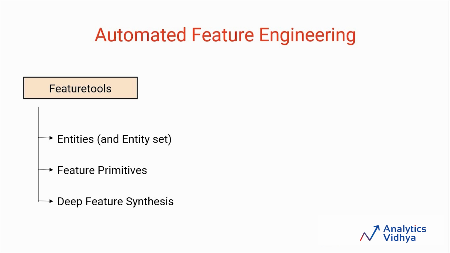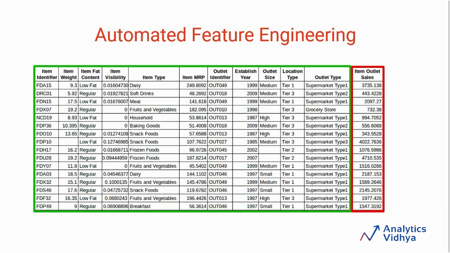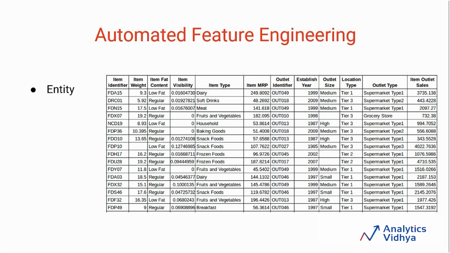To thoroughly understand these, let's take up an example dataset, and it's one you've seen before. Can you recognize this? It's the Big Mart sales dataset. In this dataset, we have quite a few number of items like item weight, we have item type, we have the item MRP, outlet identifier, among other things. And of course, the last column here, the item outlet sales, that's a target variable. Now, in feature tools, this data set is called an entity.